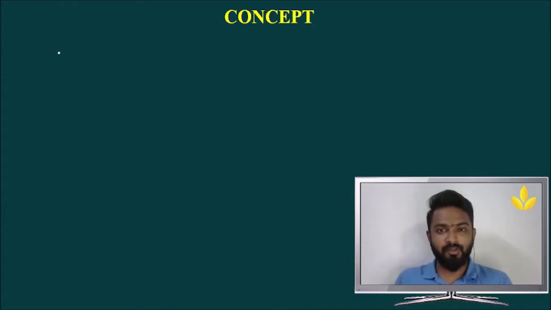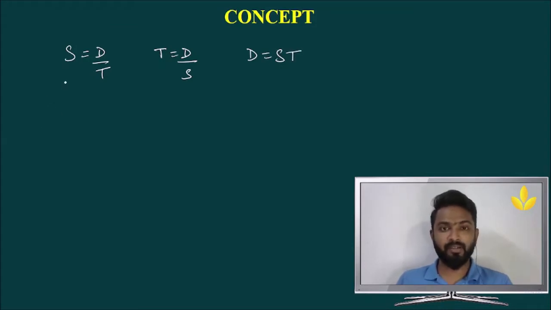So first of all, we have three entities over here clearly. Speed, that is equal to distance by time. Then we have time, that is equal to distance by speed, and we have distance, that is equal to speed into time.